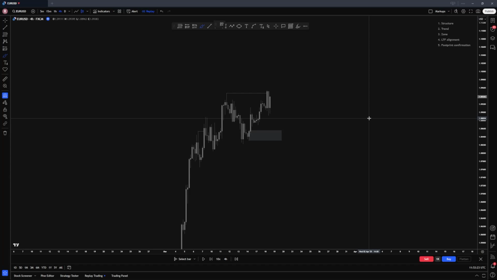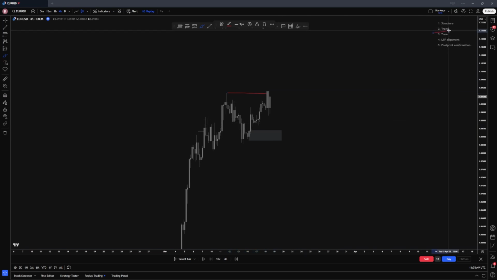Hey guys, so I wanted to do a trade breakdown on the EUR/USD trade that I just took. I put together a little checklist here that we can go through for the strategy. So number one, you can see, is structure. If we're looking at the current structure on the 4-hour, we can see that we have this bullish break of structure. So obviously currently bullish.